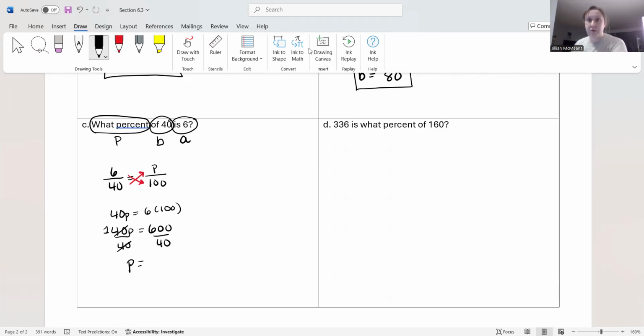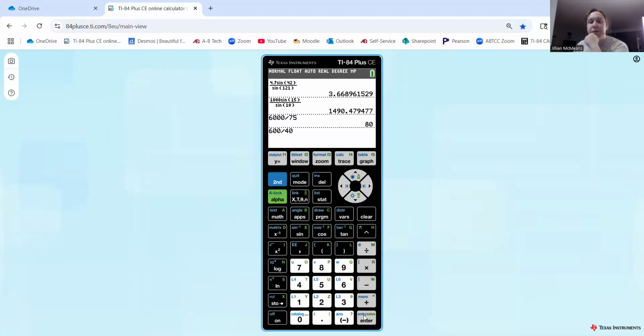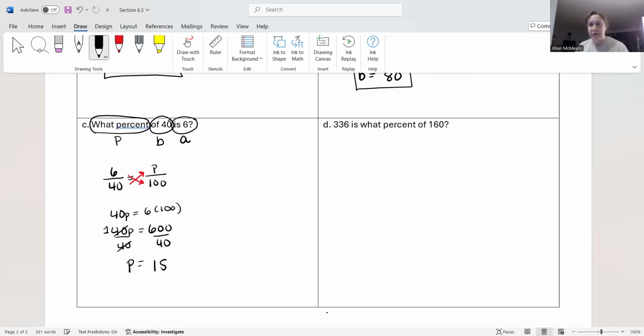So let's go to the calculator really quick. And we have 600 divided by 40 is 15, okay? And because we're solving for the percent, we don't want to just put 15, we want to put 15%, okay? And there you have it. So we would now say 15% of 40 is 6.